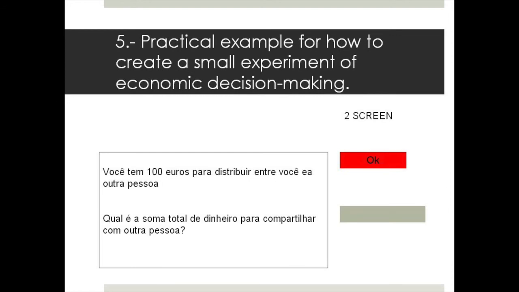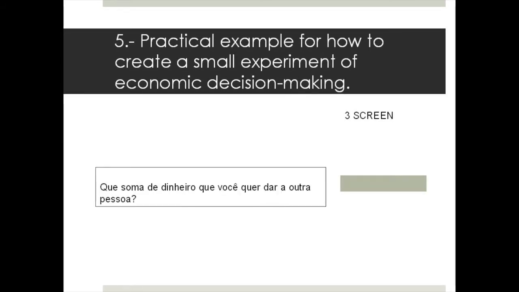In the second screen, we will inform the subjects what economic amount they have to deal with another person. And in the third screen, the person will have to decide what economic amount he or she wants to deal with the other person. Okay, let's go do it.